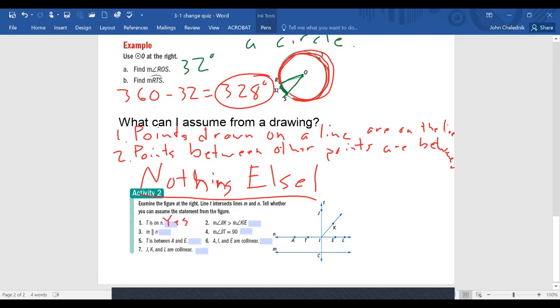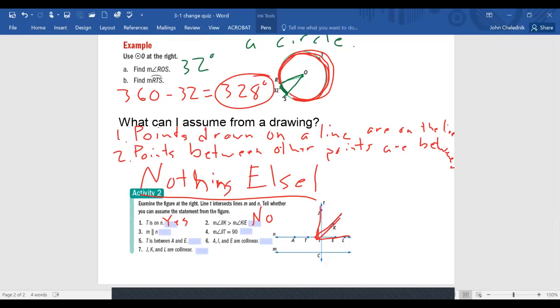It looks like angle JIK, that's this angle right here, might be bigger than angle KIE, this angle here. But can we assume that from the 2 rules that I just went over? No, it says nothing about angles that appear to be a certain way actually being a certain way. That was not either of the rules.